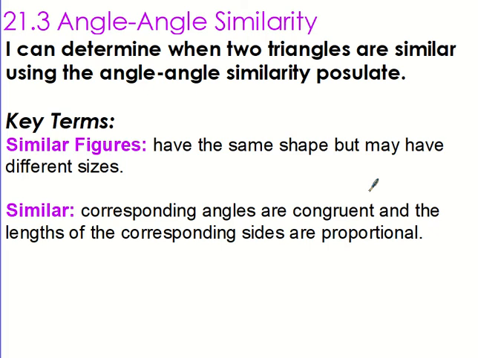Just as a reminder, we've talked about similar figures, but they have the same shape but may have different sizes. For something to be considered similar, its corresponding angles are congruent. Remember, that means equal. And the lengths of the corresponding sides are proportional. That's just like when we did dilations, where remember their lengths all changed by the same amount.